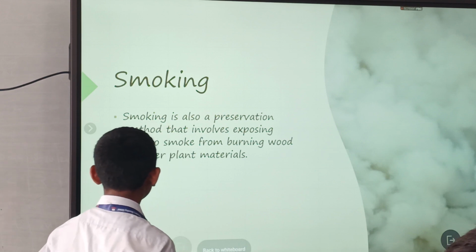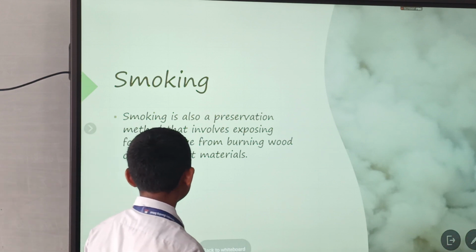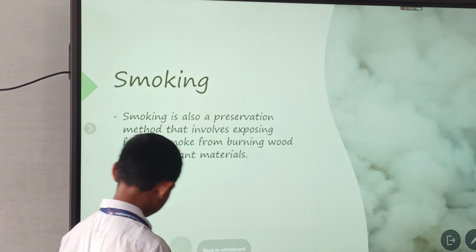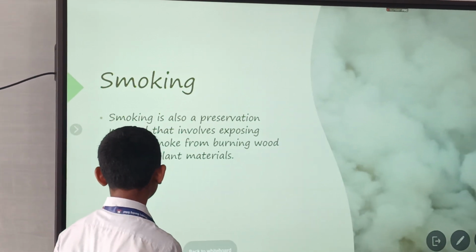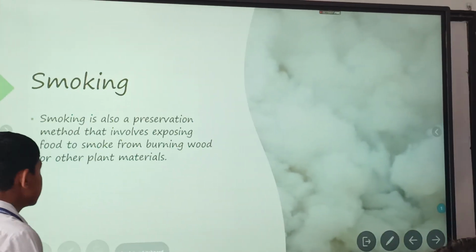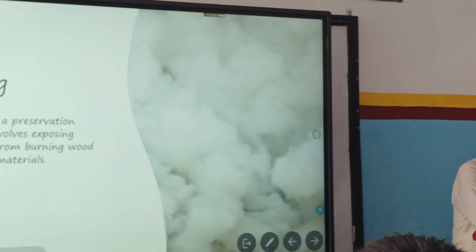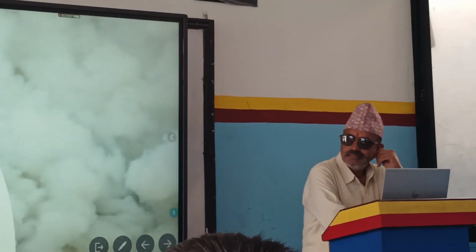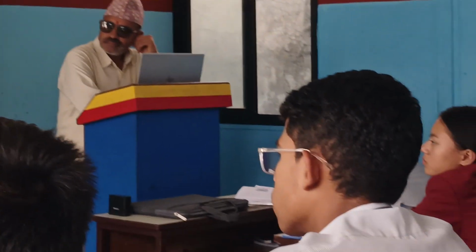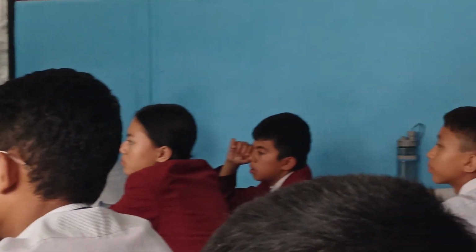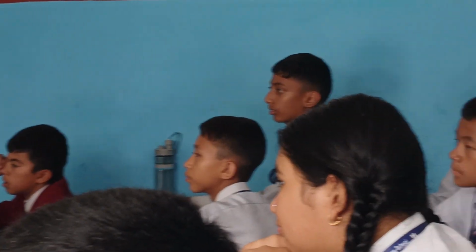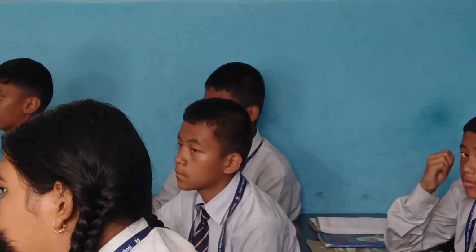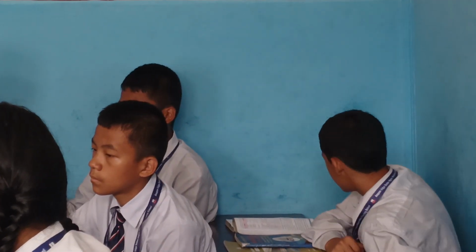Smoking is also a preservation method that involves exposing food to smoke from burning wood or other plant materials. Smoking is also a preservation method in which food is kept in smoke that takes out the moisture of the food and keeps it fresh.